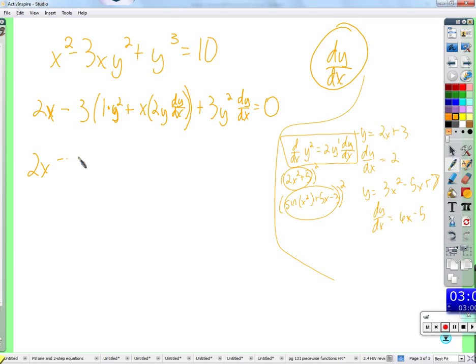We got 2x minus 3y squared minus 6xy dy dx. Yeah? So far, so good? Distributing that negative 3, plus 3y squared dy dx equals 0. All we're trying to do is isolate dy dx like it's some unknown value, which kind of is.